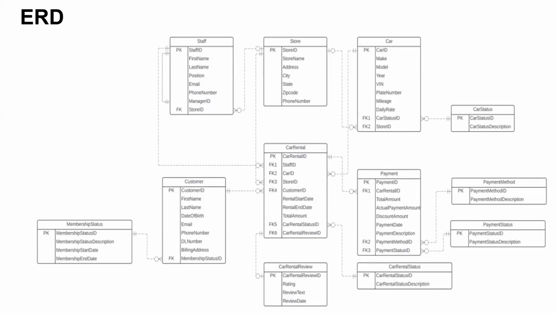The next one is payment method. This is to list the payment methods we have, like debit card, credit card, or gift voucher. This is identified by payment method ID, linked to a payment entity for transaction details. Payment status is to track the payment status, whether it's paid or pending or whatever, identified by payment status ID, just to ensure the financial clarity.